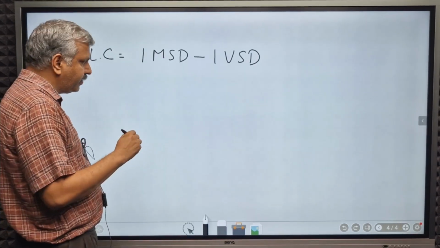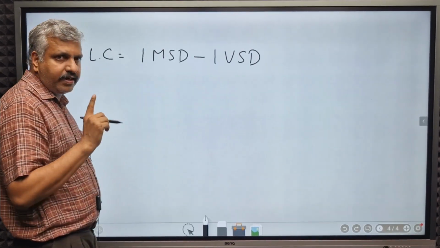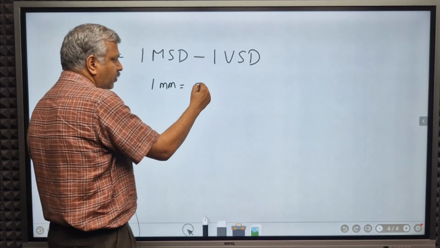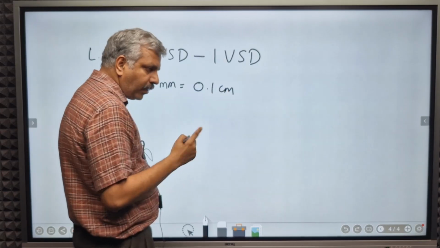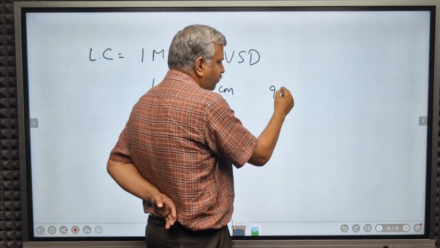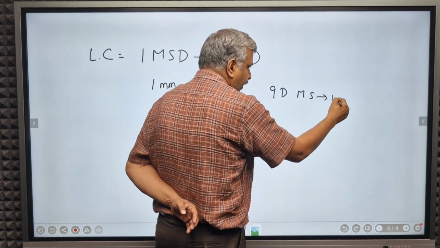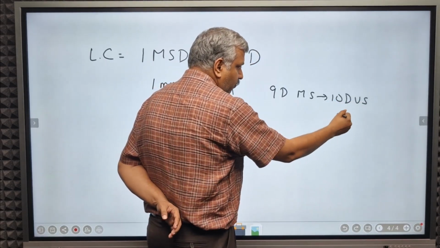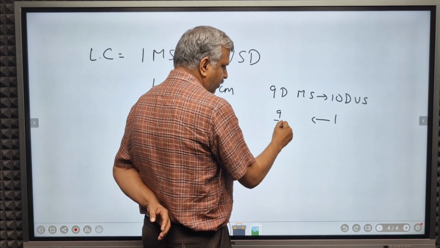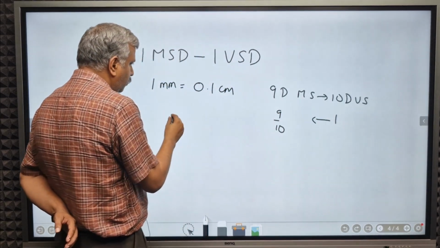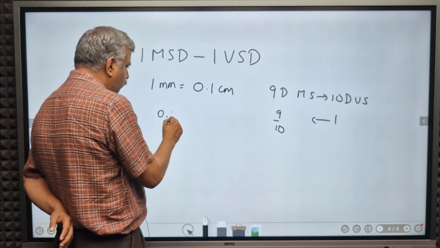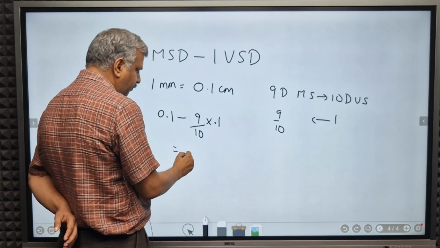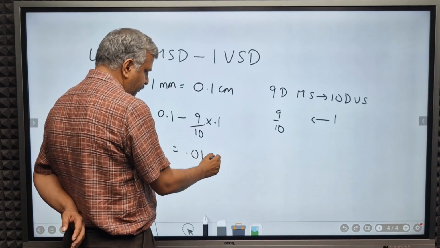Now in the main scale, suppose 1 centimeter is divided into 10 parts, then one main scale division is 1 mm, which is equal to 0.1 cm. Now they will tell you that 9 divisions of main scale coincide with 10 divisions of vernier scale. Then 1 vernier division will become equal to 9 by 10 of 0.1. So the answer will be 0.1 minus 9 by 10 into 0.1, which will become equal to 0.01 cm.